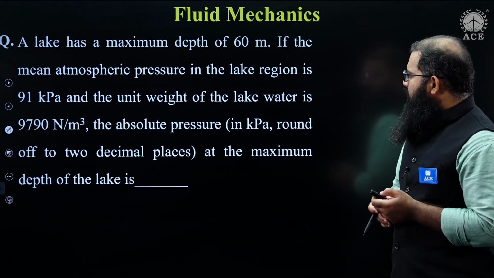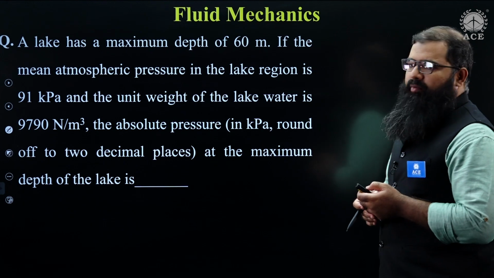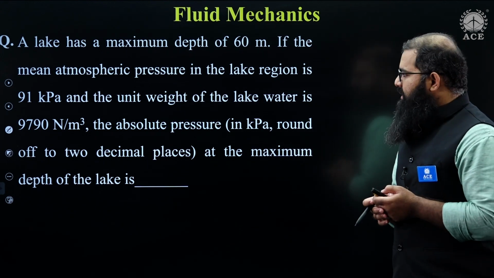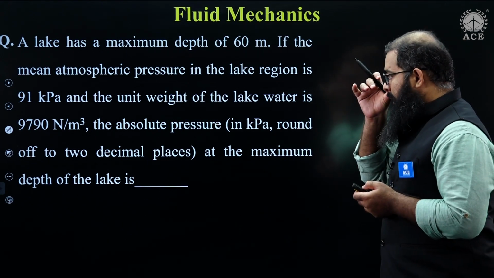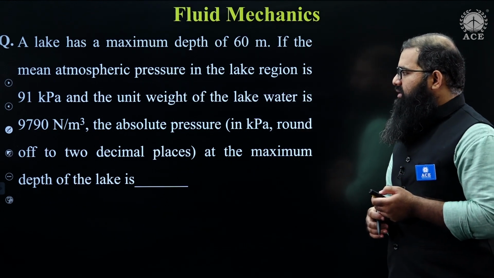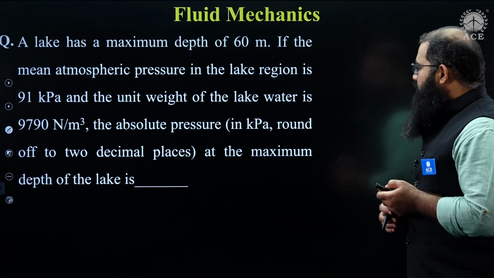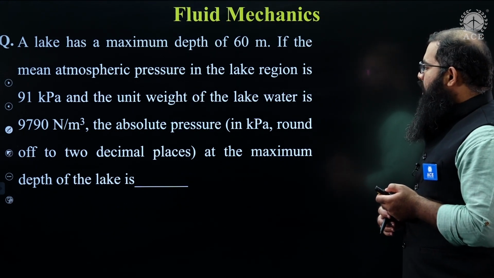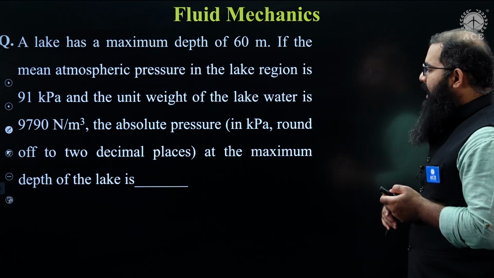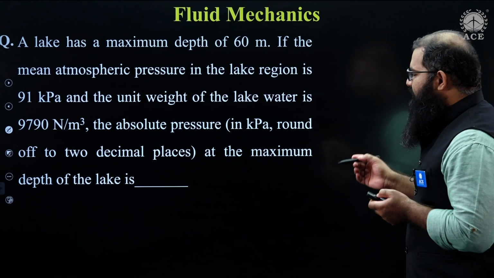Fine. If the atmospheric pressure in the lake region is 91 kilopascal, P0 value has been given as 91 kilopascal, and the unit weight of the lake water is 9790 Newton per meter cube. The absolute pressure in kilopascal, rounded off to 2 decimal places, at the maximum depth of the lake is how much? So if you look at the data, what is given?